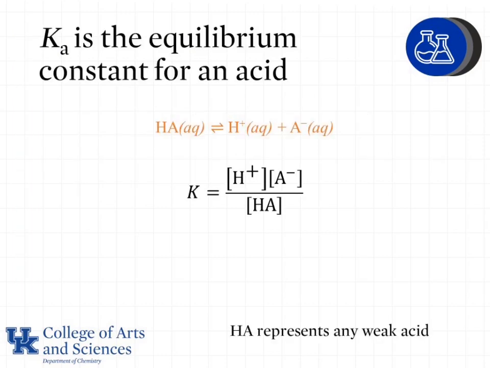Just as we use K for the equilibrium constant for a reaction, K is also used here as an equilibrium constant. We use the subscript A to indicate it's the equilibrium constant for an acid. For the reaction HA going to H plus and A minus, we can write the equilibrium expression as H plus times A minus over HA. We add the subscript A to indicate we are talking about the equilibrium constant for an acid, but the formula is still the same.